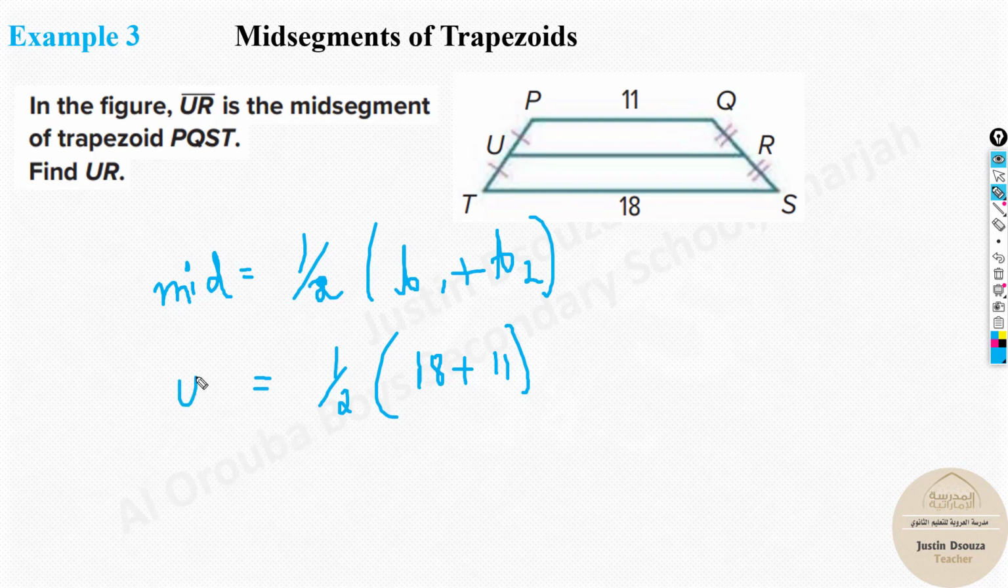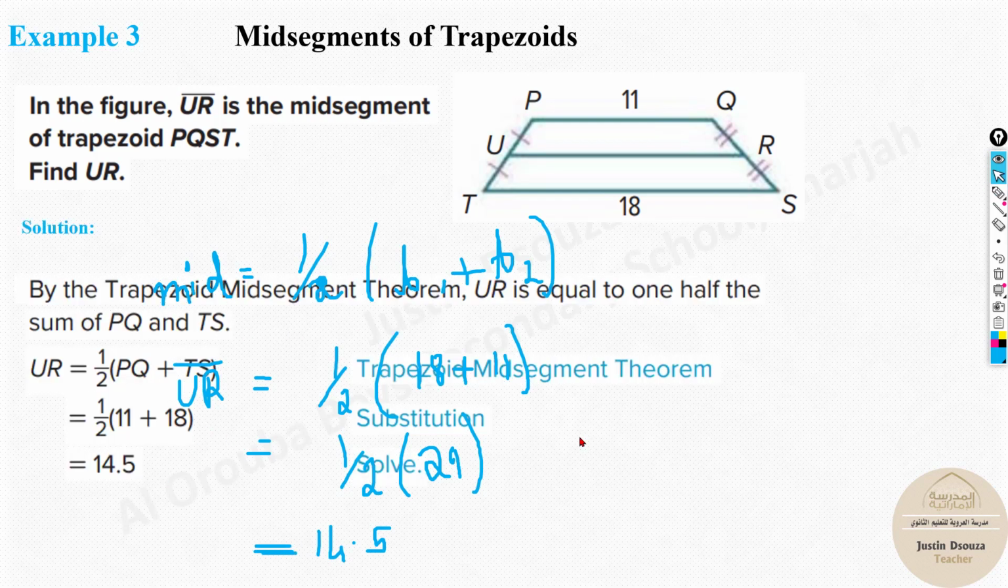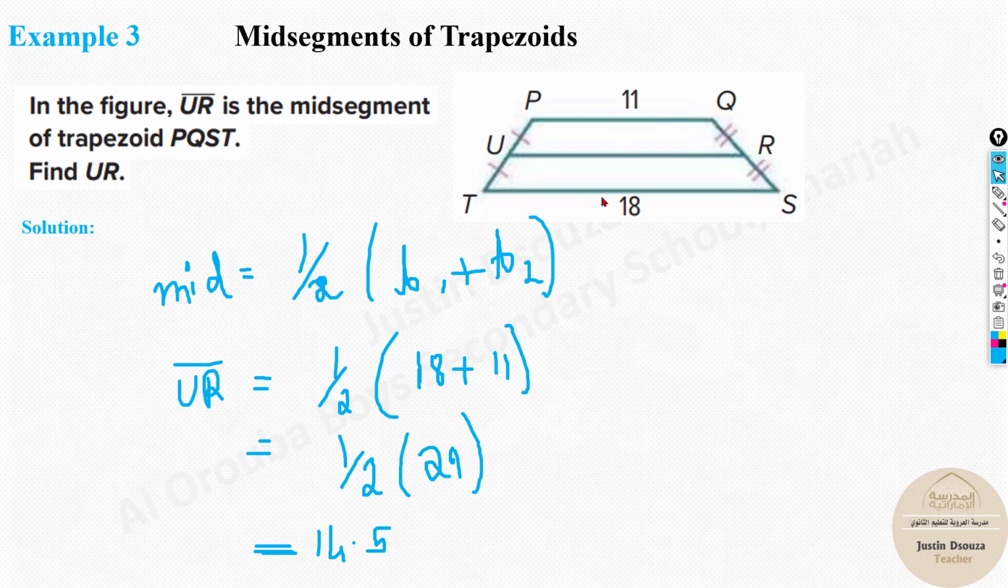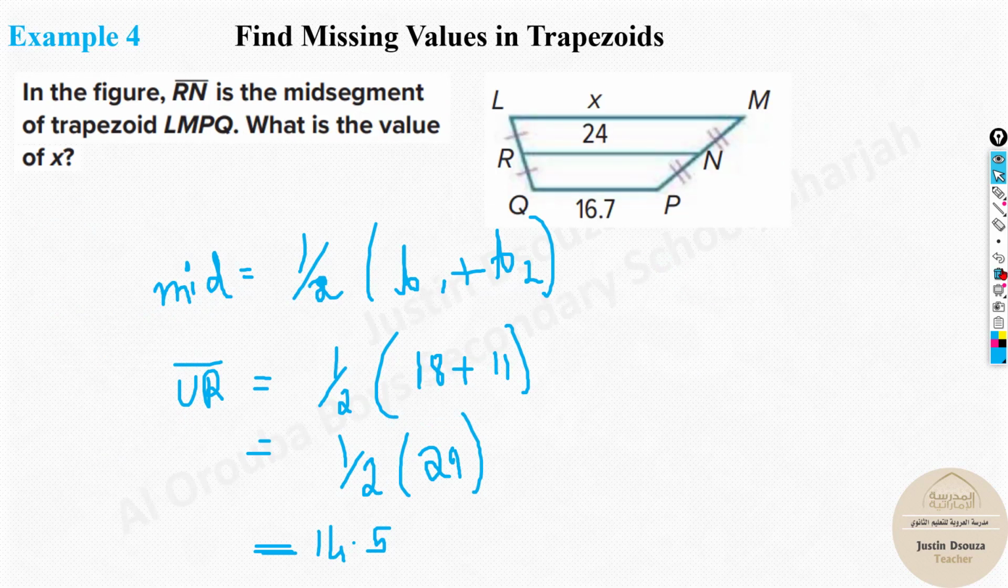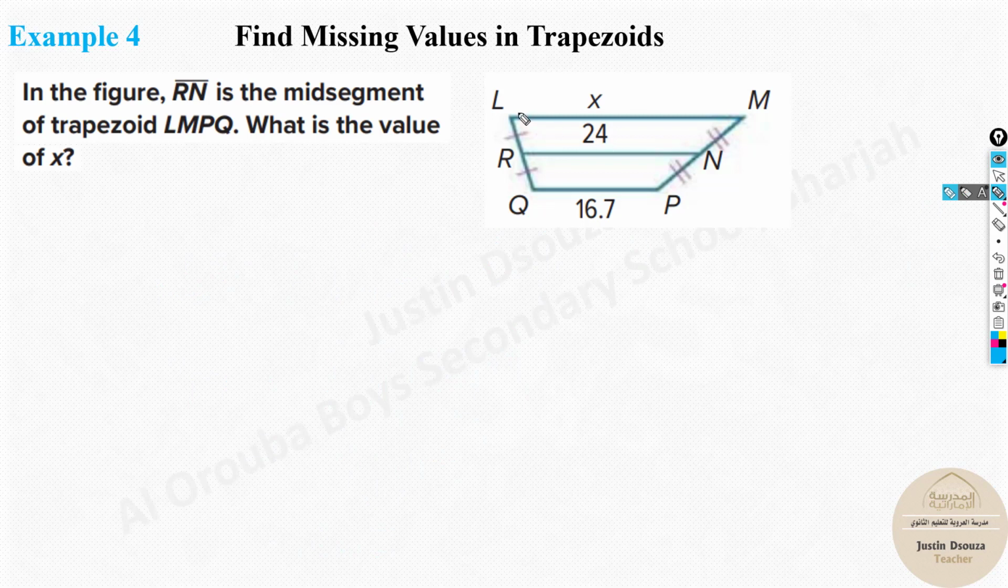Mid segment is UR, the line UR. That would be 18 plus 11 is 29. And half of this is 14.5. The answer is 14.5. Let me just check. Yes, that's the answer. It's very, very simple. Just add up both the bases and halve them. Sorry. That's the answer. Now we can see another problem.